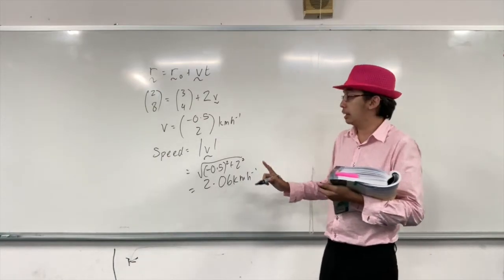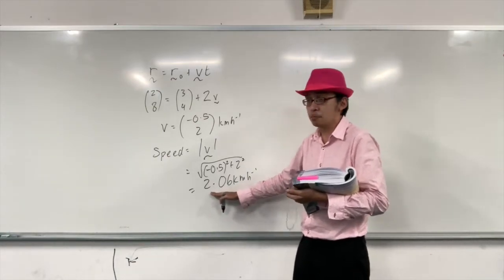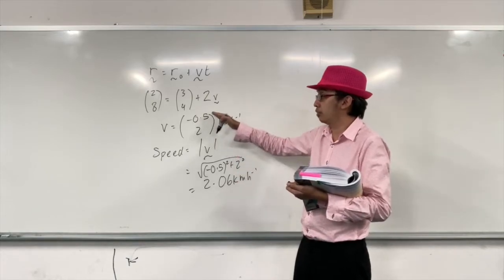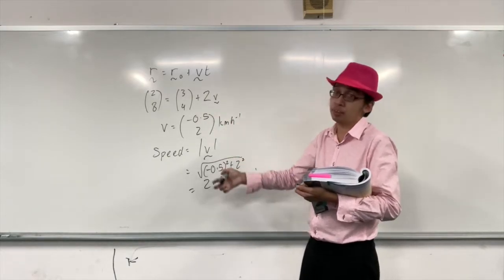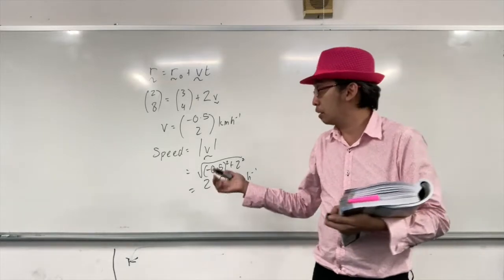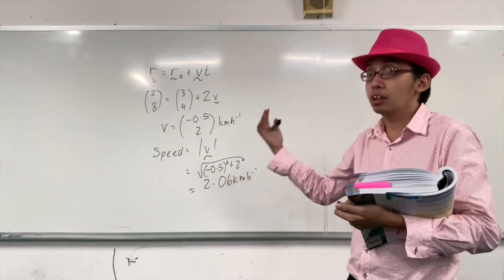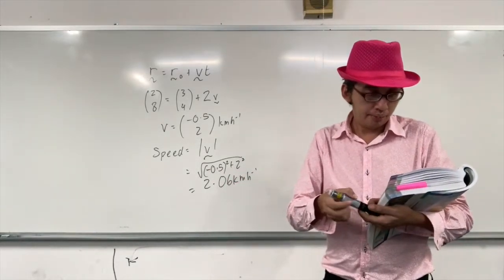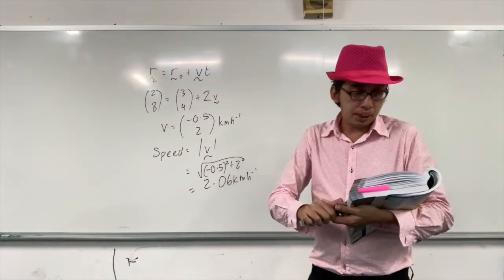You notice that if you want the speed, you write it as a number, but if you want the velocity, you need to write it as x and y in a column vector form. If it's 3-dimensional, then x, y, and z in column vector form. Right, so we are done with the speed.